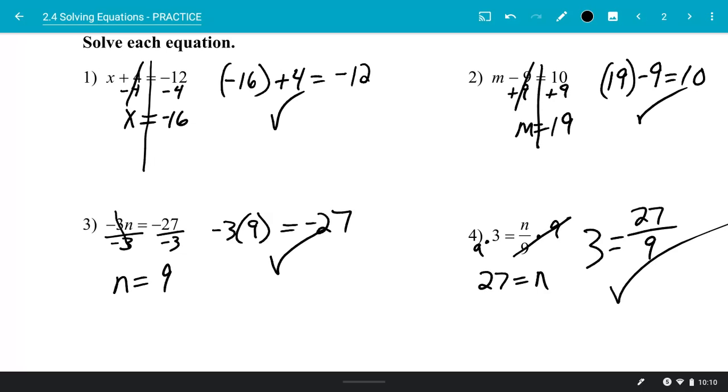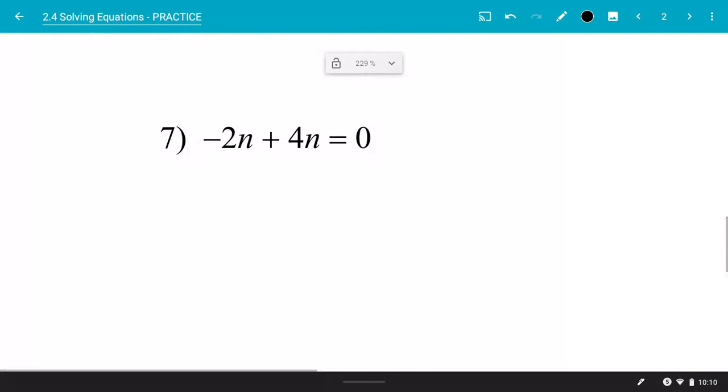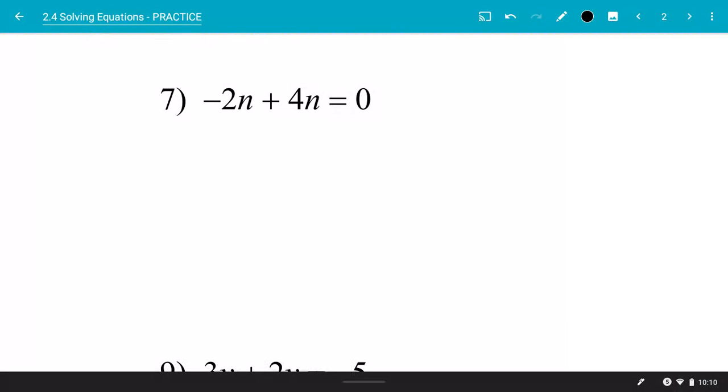Those are simple one-step equations. Just to remind you, we basically have 4 operations. You see one operation, do the inverse or the opposite. What happens when we have multi-step equations? Okay, multi-step could be a couple different things.